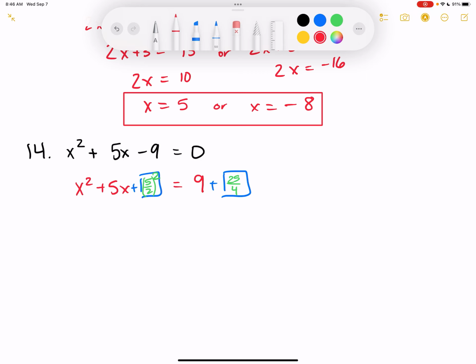So now the left side factors into what? If it's a perfect square trinomial, this is a lot easier. X plus 5 over 2, squared. Yep. Now to add these over here, we need a common denominator. So I'm going to rewrite 9 as something over 4. What is it? 36 over 4. So 36 plus 25 is 61? Yes. 61 over 4.